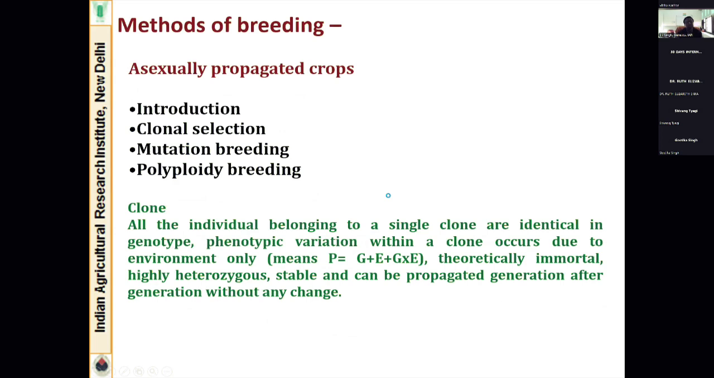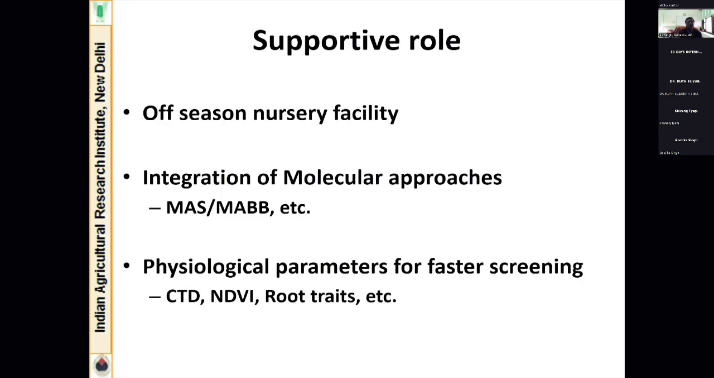Another is the vegetatively propagated crops. In this, four major methodologies are introduction, clonal selection, mutation breeding, and polyploidy breeding. Clone is a very popular term, and all the individuals belonging to a single clone are identical in genotype. It is the foremost condition. Any phenotypic variation within a clone occurs due to environment only, and they are theoretically immortal, highly heterozygous, and stable, and can be propagated generation after generation without any change in the phenotype. So these are known as clones. Mostly these are used in asexually propagated crops.